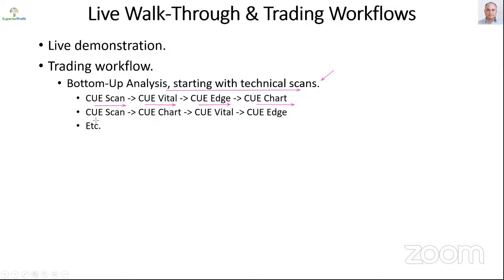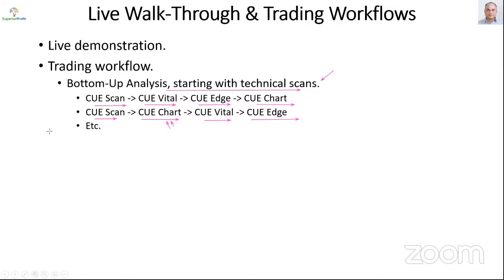Or you could get the scan result and look at the chart first to see if you have a trade setup confirmed. If you have a trade setup confirmed, then only go to vital for fundamental checking, and finally go to edge for sector industry rotation checking. Which one do I do when?